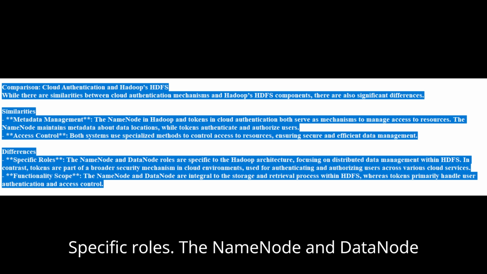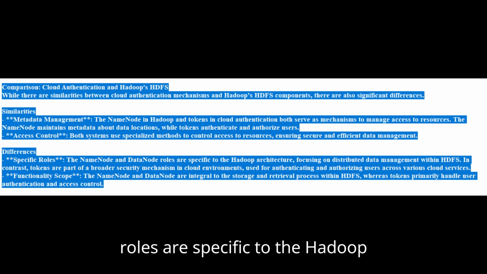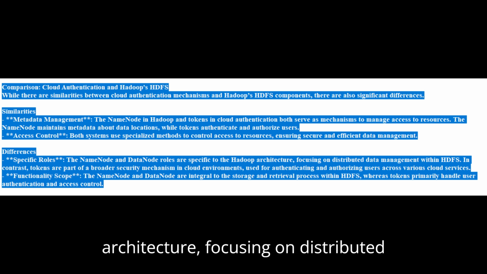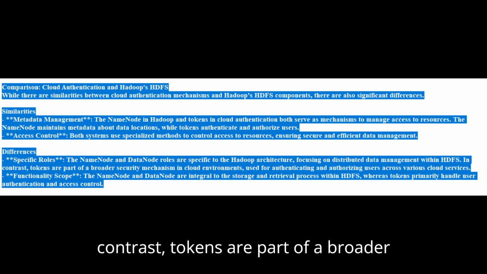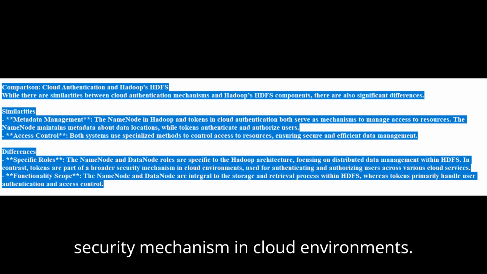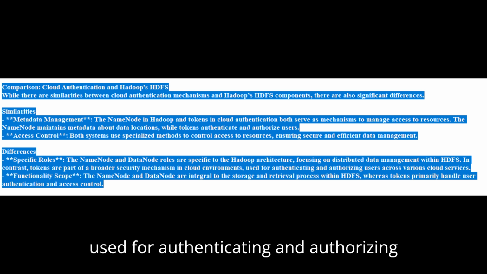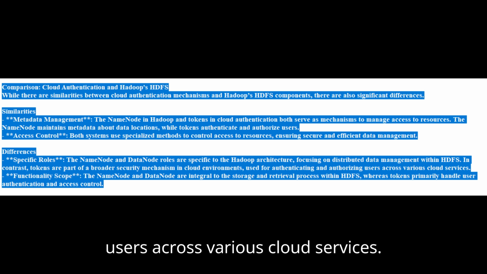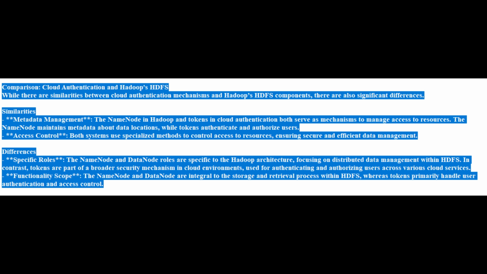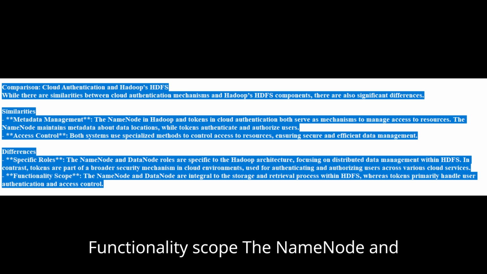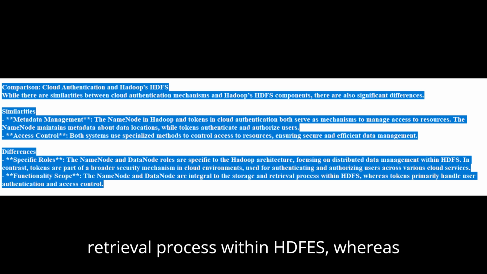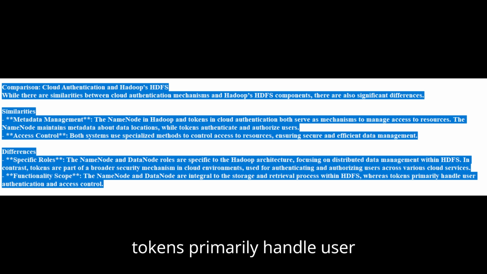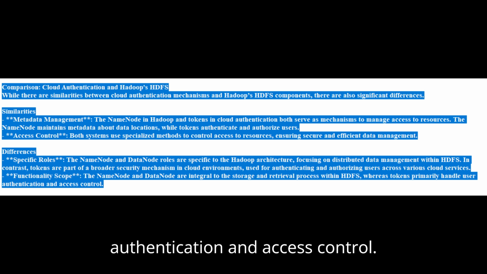Differences. Specific roles. The namenode and datanode roles are specific to the Hadoop architecture, focusing on distributed data management within HDFS. In contrast, tokens are part of a broader security mechanism in cloud environments, used for authenticating and authorizing users across various cloud services. Functionality scope. The namenode and datanode are integral to the storage and retrieval process within HDFS, whereas tokens primarily handle user authentication and access control.